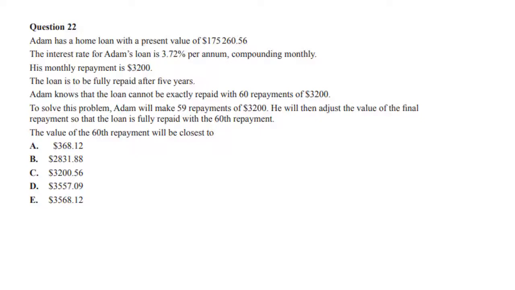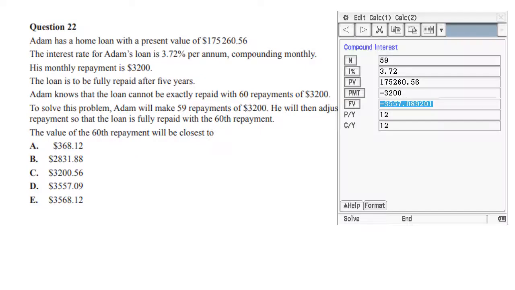So let's have a go. Obviously, this is screaming financial solver. So let's pull up our financial solver. Now, the wrong way to do this is a lot of people go, okay, I want to know 59 payments. 59 payments. I put in my 3.72. There we go. There's my money.